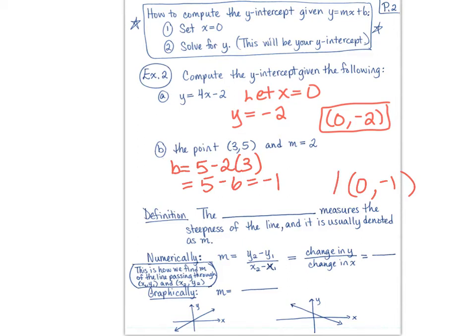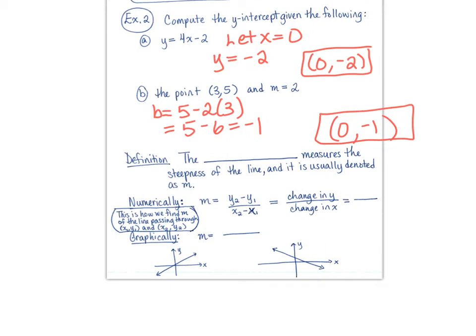All right, good. So we have our y-intercept here. Now, let's talk about another concept that discusses the steepness of a line. What measures the steepness of the line and is usually denoted as m? The slope. Very good. So the slope of the line measures the steepness of the line, and it is usually denoted as m.